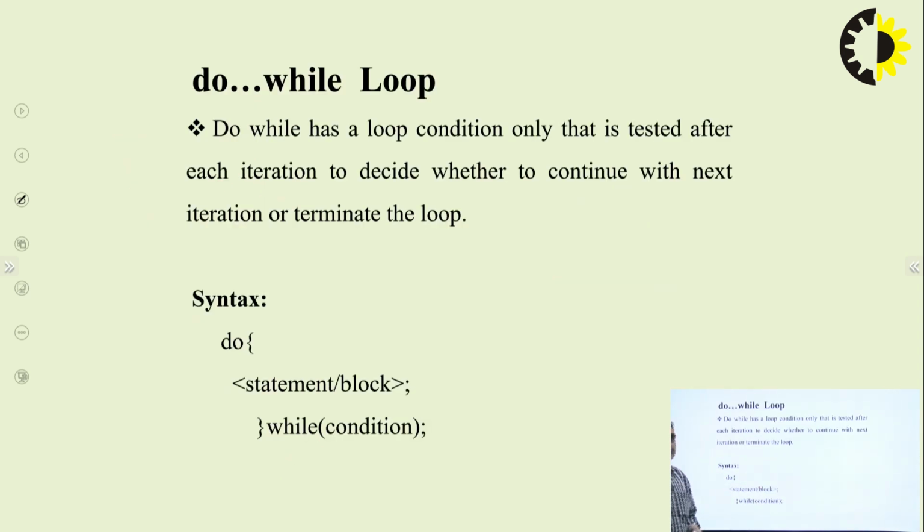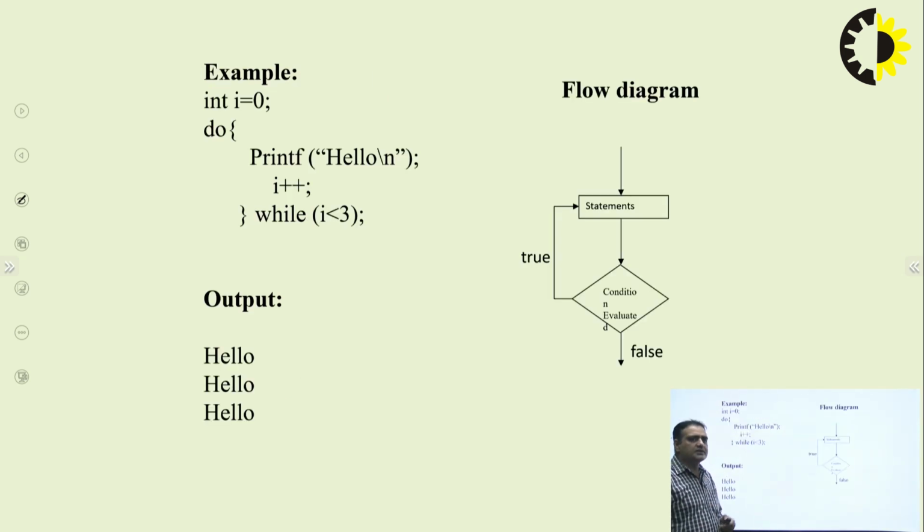Next, the do while loop has its condition only tested in each iteration, to decide whether to continue with the next iteration or terminate the loop. Here is the syntax. You can understand it better by the example. Here, i = 0 means initialization, then condition, increment, decrement. When you are writing a loop, there are three types of loop: for loop, while loop, do while loop. Each and every loop has its syntax.